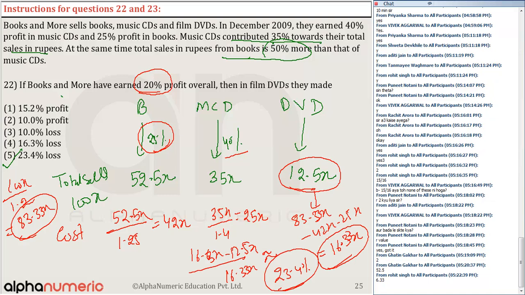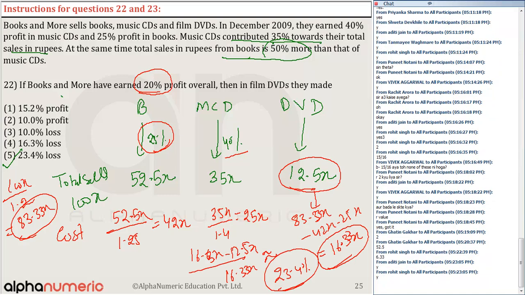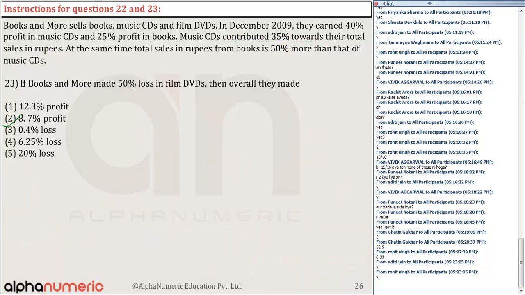So is that clear to all of you now? The overall loss here is 23.44%. Can I move to the next question? Question number 23. Please respond. Yes. Okay. चलो देखते हैं. 23.